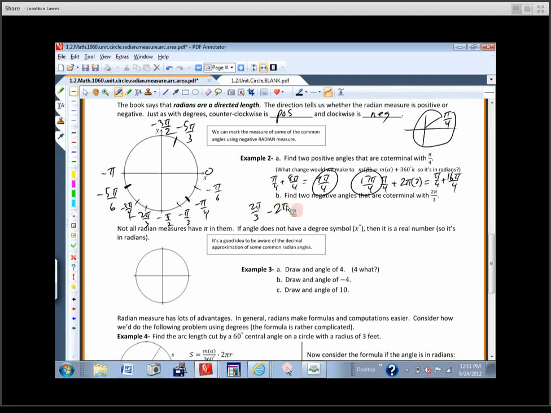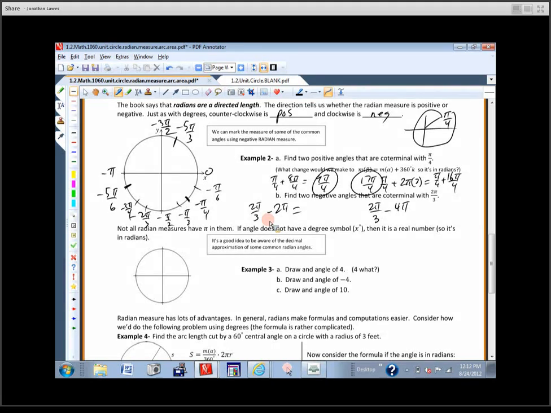So instead of going around in the positive direction, what are we going to do? Go in the negative direction. So we're going to subtract 2 pi. And then for the other one, what would twice around the circle in the negative direction be? 4 pi. And then we just have to do the arithmetic.